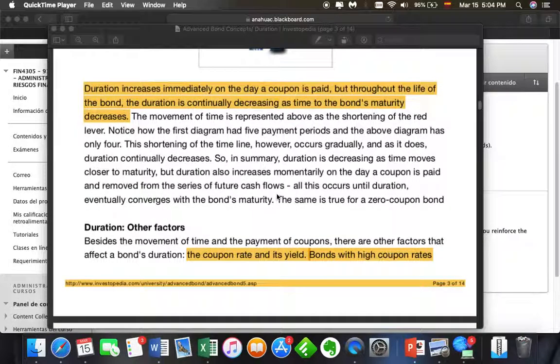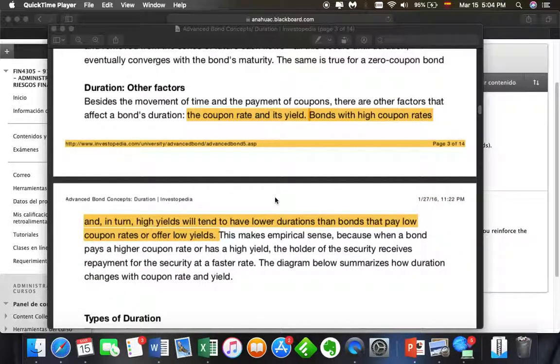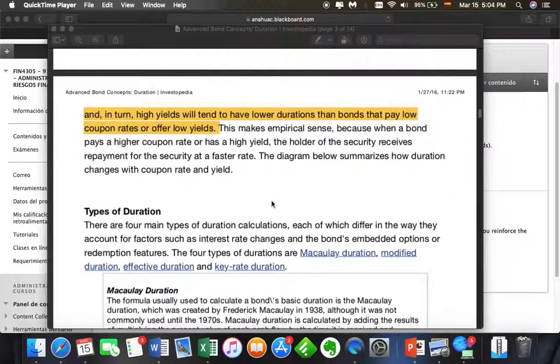Okay, now another thing that I highlighted here is important: the factors that affect duration are, of course, the two rates, coupon rates and yield rate. And this is what I just explained. Bonds with higher rates will have lower durations because you're going to recover the money faster. As opposed to low yield rates and low coupon rates, you will have longer duration. You will have to wait.